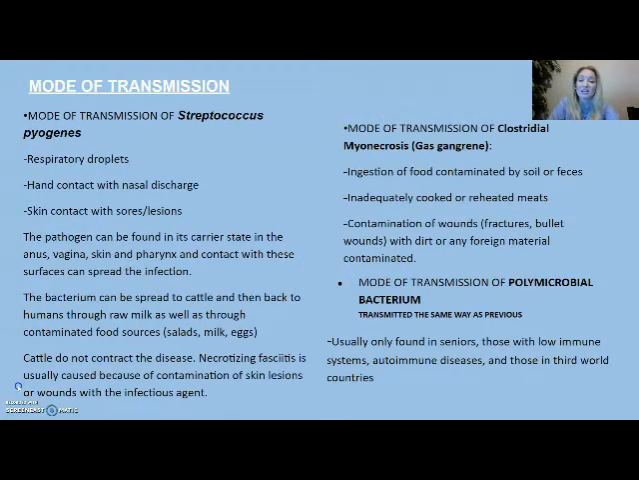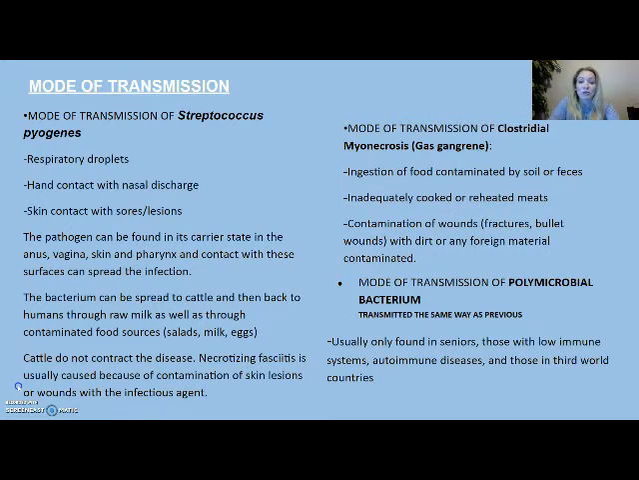For mode of transmission, for Streptococcus pyogenes, it can be found in respiratory droplets, hand contact with nasal discharge, and skin contact with sores or lesions. It can be found in its carrier state in the anus, vagina, skin, and pharynx, and contact with these surfaces as well. The bacteria can be spread to cattle and then back to humans. Though cattle do not contract the disease, they are carriers, so it can go back and forth between milk and things like that. Necrotizing fasciitis is usually caused by contamination through skin lesions and wounds that are infected.